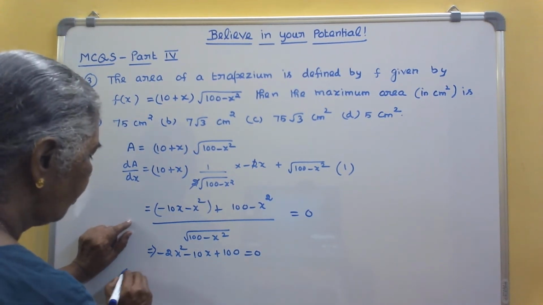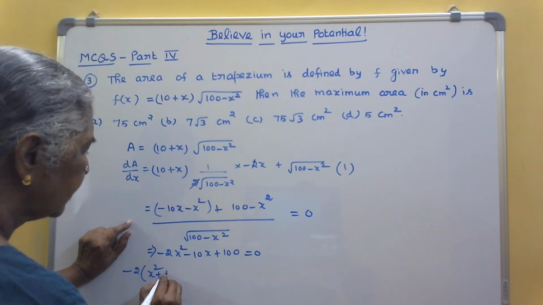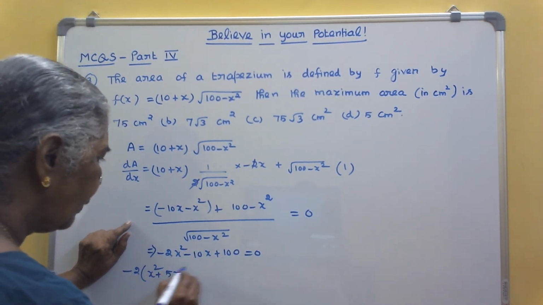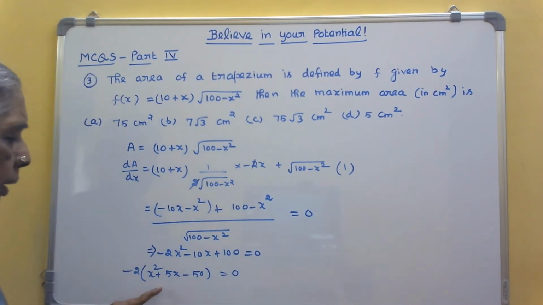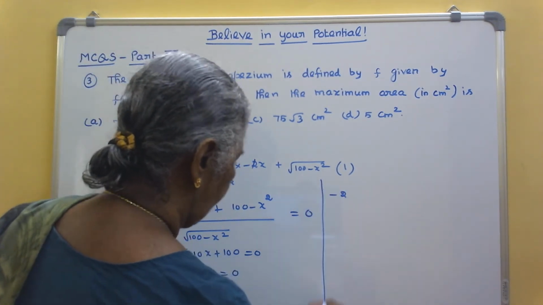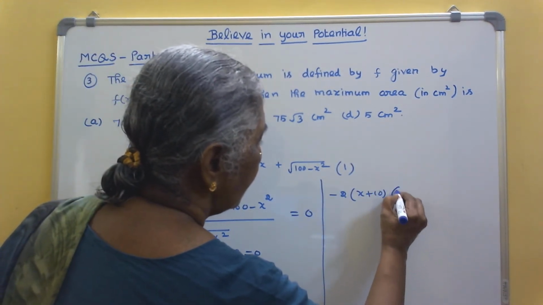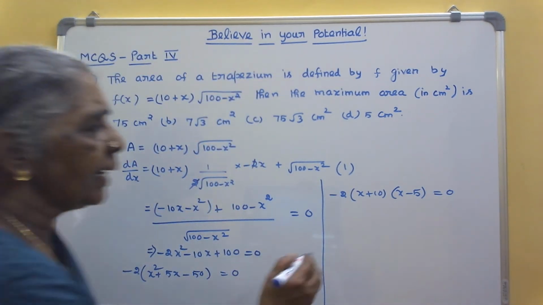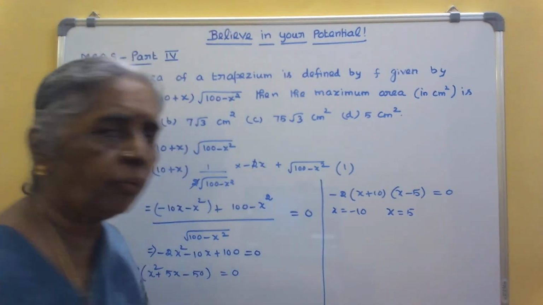So let us take minus 2 common out. We will get x squared plus 5x, right? Then here you will get minus 50, that is equal to 0. How can we factorize it? We can factorize it as minus 2 into x plus 10 into x minus 5, that is equal to 0. So the x values will be either minus 10 or x is equal to 5.